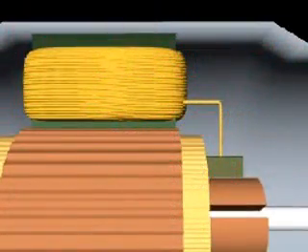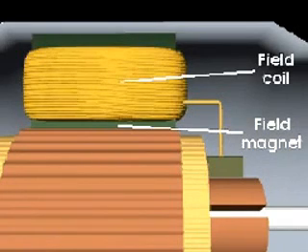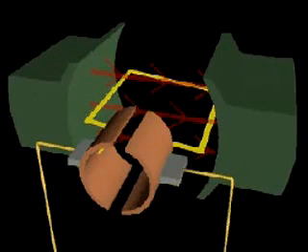Current then flows through another brush to one or more electromagnets, each made up of a wire coil wrapped around a piece of iron. This flow of current through the magnet's coil produces a field of magnetism. The field has a north pole and a south pole, as shown in this simplified picture.